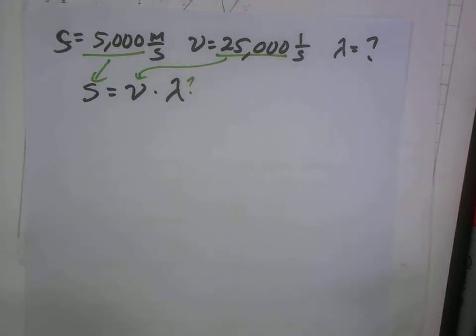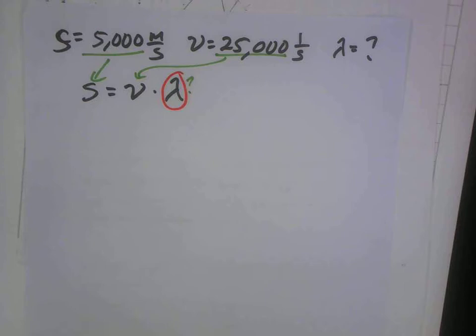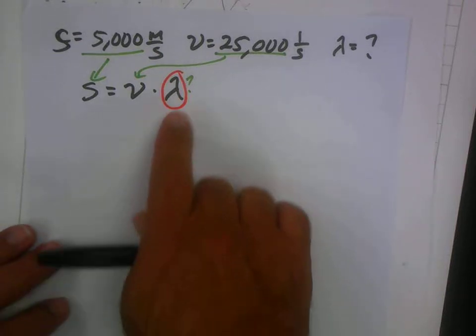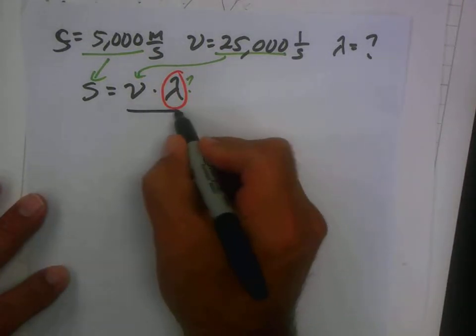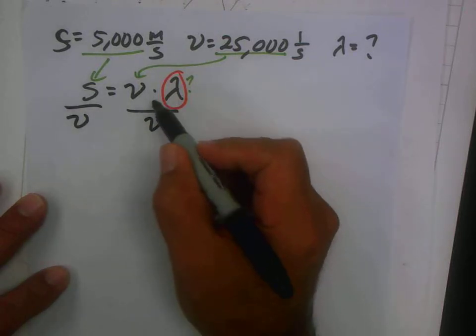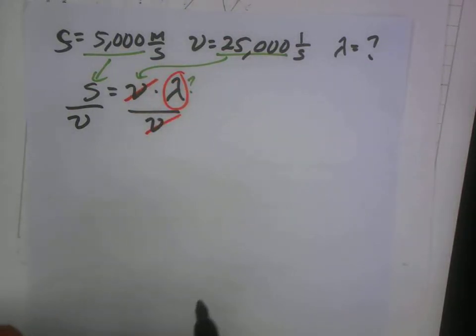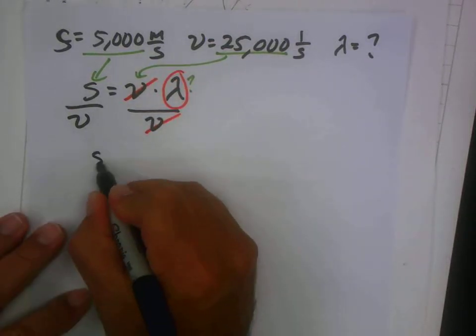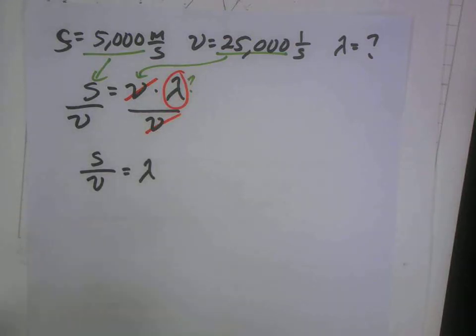I want to solve for wavelength. That's what I'm looking for here, right? Wavelength. So I'm going to go ahead and divide both sides by frequency to get my wavelength by itself. Since I want wavelength to be by itself, it's being multiplied by frequency. So I'm going to divide both sides by frequency. When you do that, now your frequencies cancel on the right, and you're left with speed over frequency is equal to wavelength. Okay?